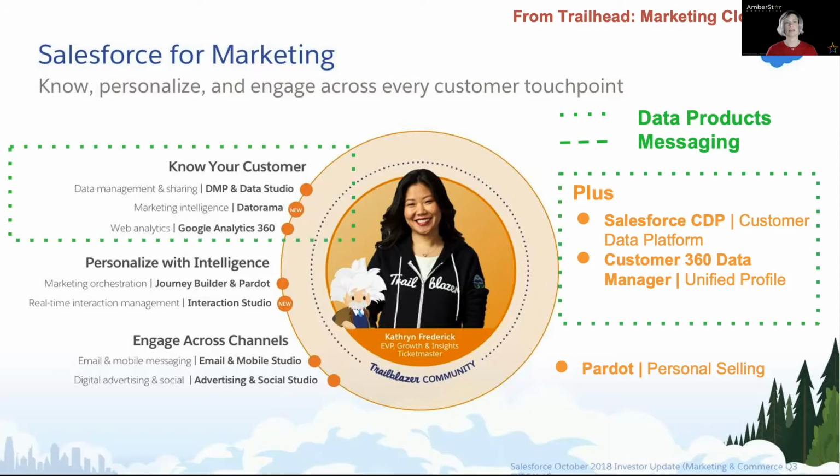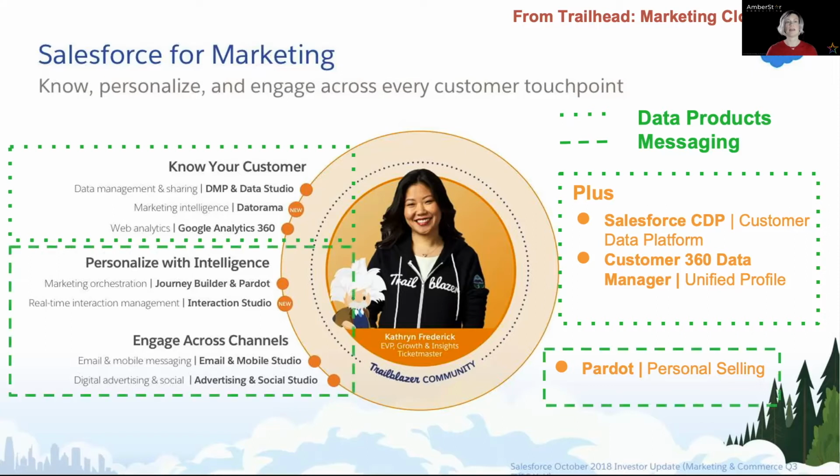So as we can see from here, we've got DMP, Datorama, and Google Analytics 360 as your data products, along with Salesforce CDP. And then also we're more recently seeing Customer 360 Manager as a means of combining and unifying all of these different profiles. So these make up the data products. And then you've got your messaging products, of which Pardot also falls into.